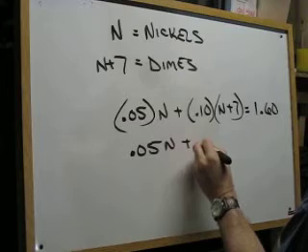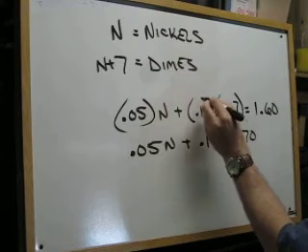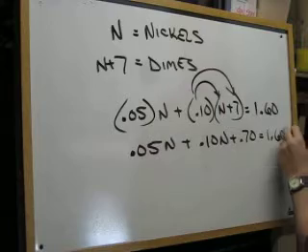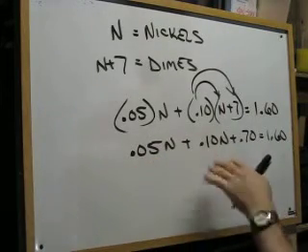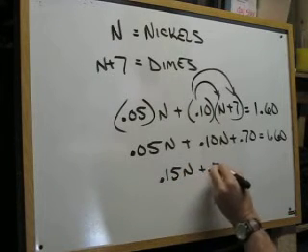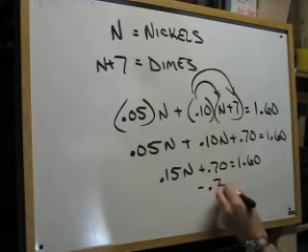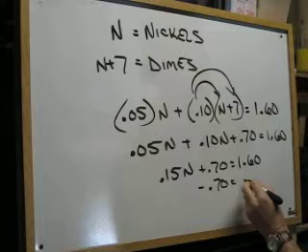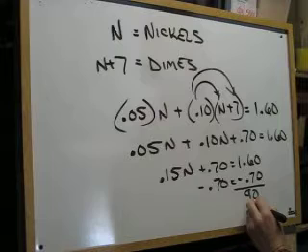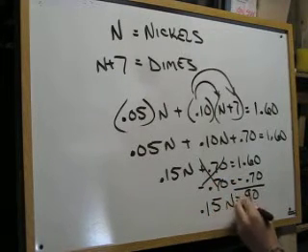So we end up combining things. 0.05N plus 0.10N plus 0.70, because I distributed both numbers, equals 1.6. Then I start combining. 0.05 plus 0.10 is 0.15N plus 0.70 equals 1.6. Then I subtract my 0.70 from both sides. I'm trying to isolate that N. And that gives me 0.9. Those disappear, and I have 0.15N equals.